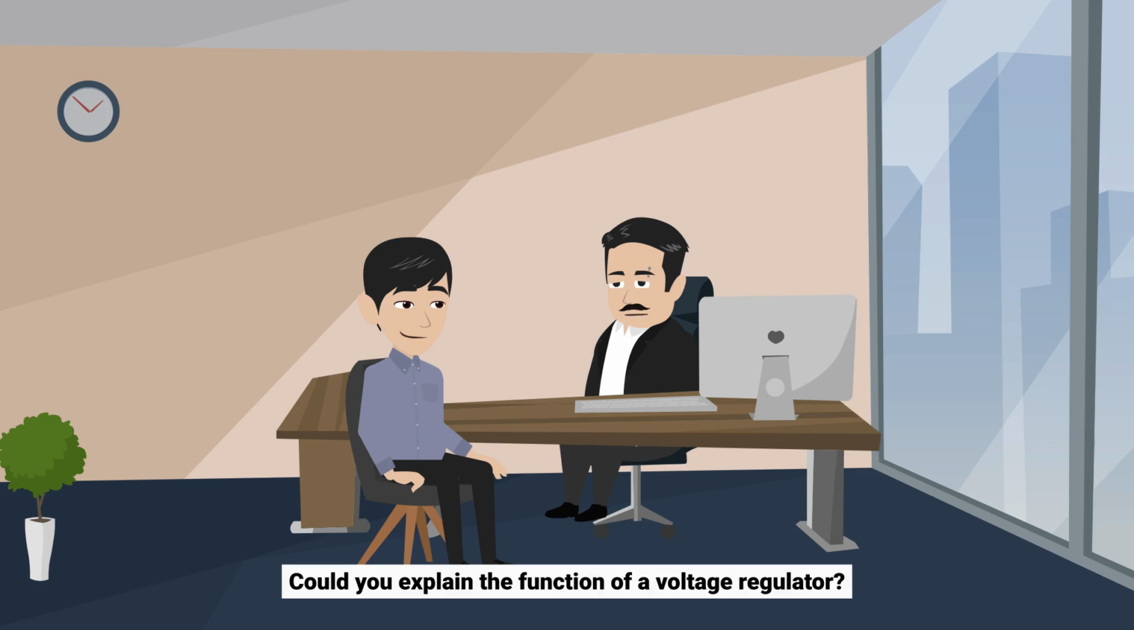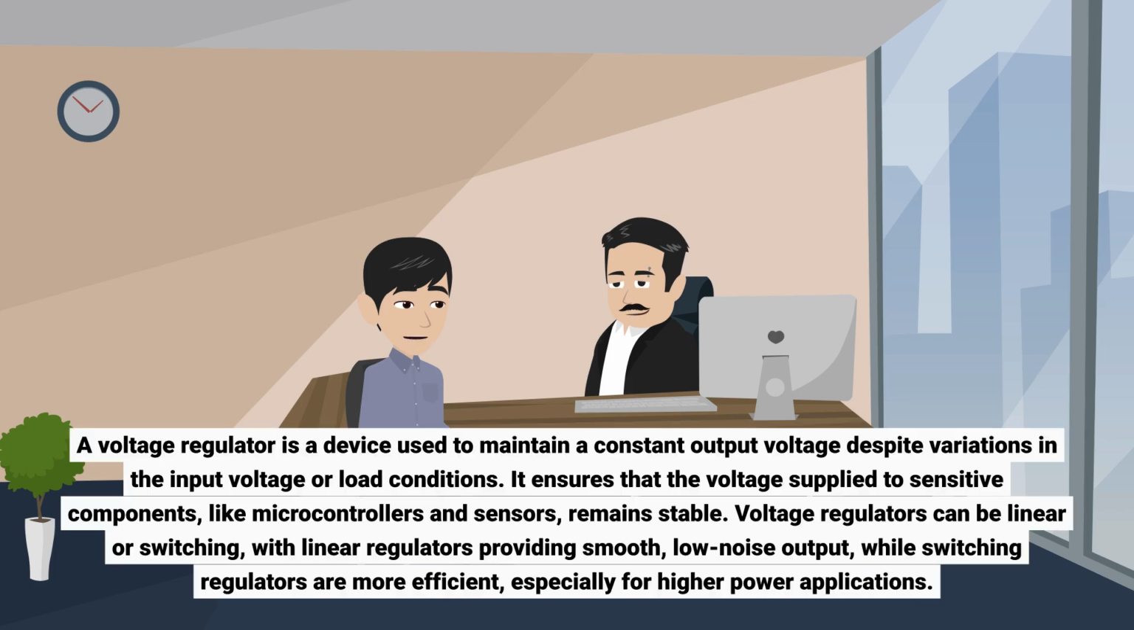machines. Could you explain the function of a voltage regulator? A voltage regulator is a device used to maintain a constant output voltage despite variations in the input voltage or load conditions. It ensures that the voltage supplied to sensitive components, like microcontrollers and sensors, remains stable. Voltage regulators can be linear or switching, with linear regulators providing smooth, low-noise output, while switching regulators are more efficient, especially for higher power applications.